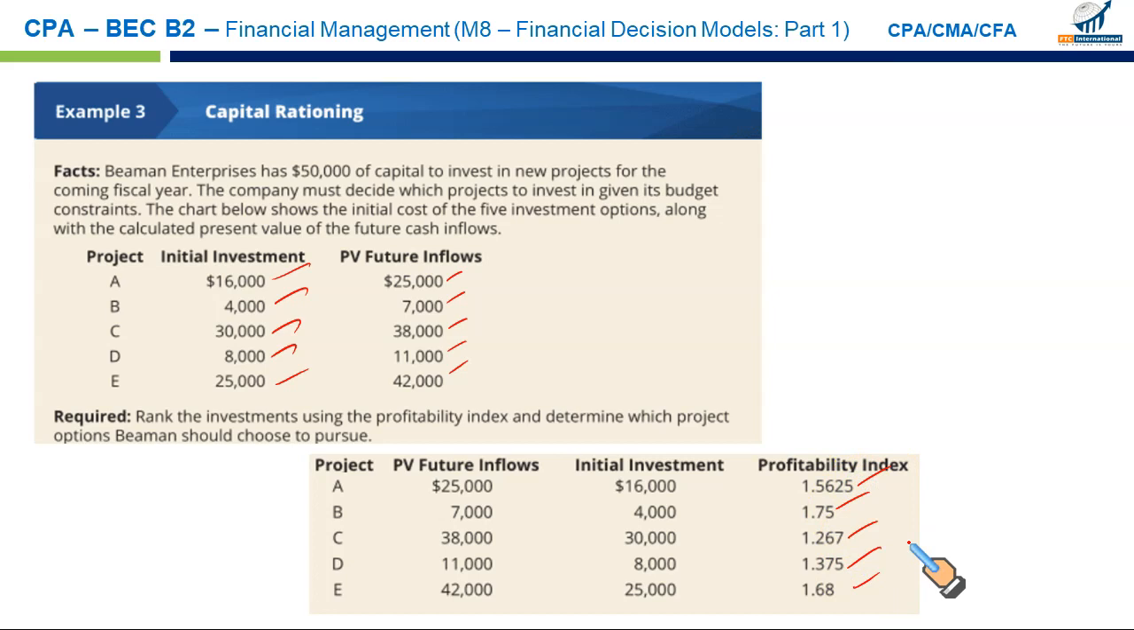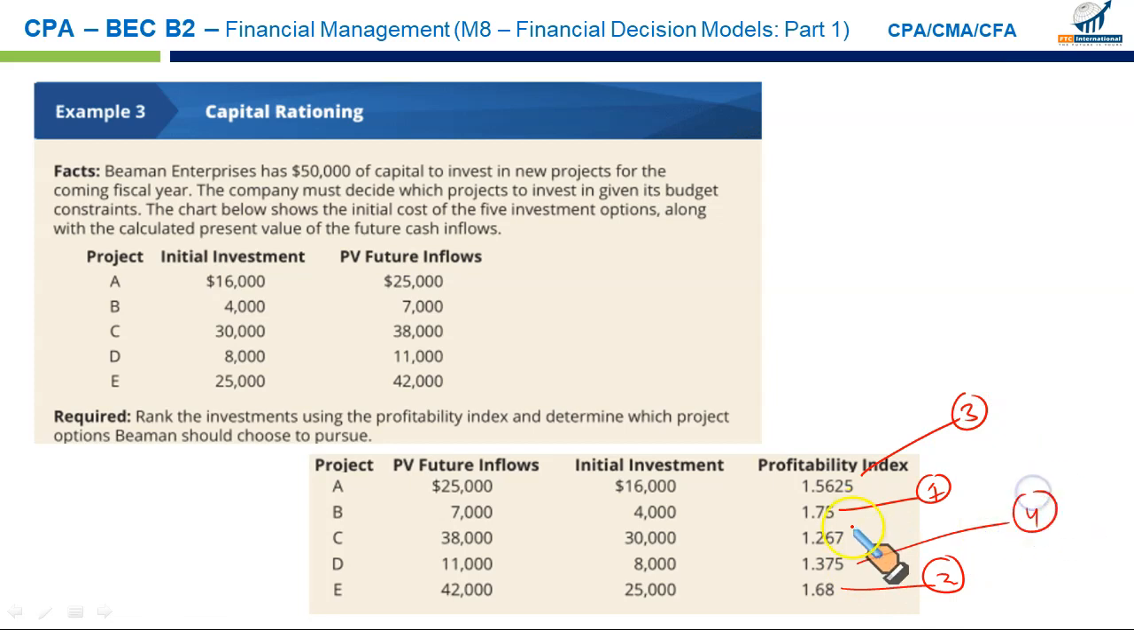The second step is to rank them from the highest profitability index to the lowest. So as you can see, the highest is for B. This is going to be the first priority. Then we have E. This is the second priority. Then we have A. This is going to be our third priority. Then it's going to be D, fourth, and if any funds are left, then we might go for project C. This is the fifth priority.